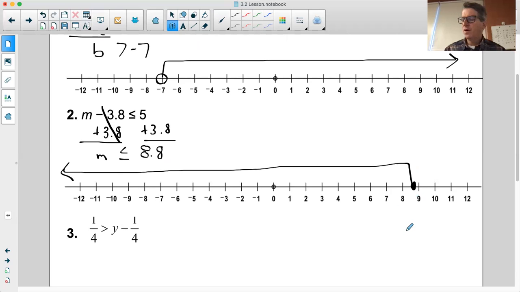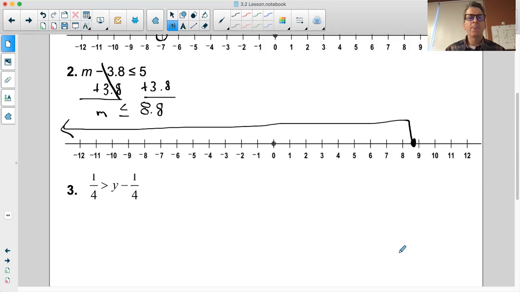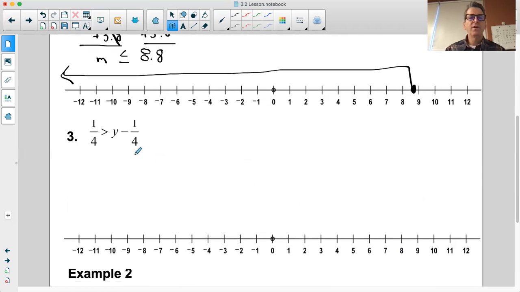Number 3, 1/4 greater than y minus 1/4. Again, we're looking to isolate this y, get y by itself. So we look at the inverse of subtracting 1/4, which is adding 1/4 to both sides. I know it's a fraction, but we have y is less than 1/4 plus 1/4, which is 1/2. So your answer is y is less than 1/2.